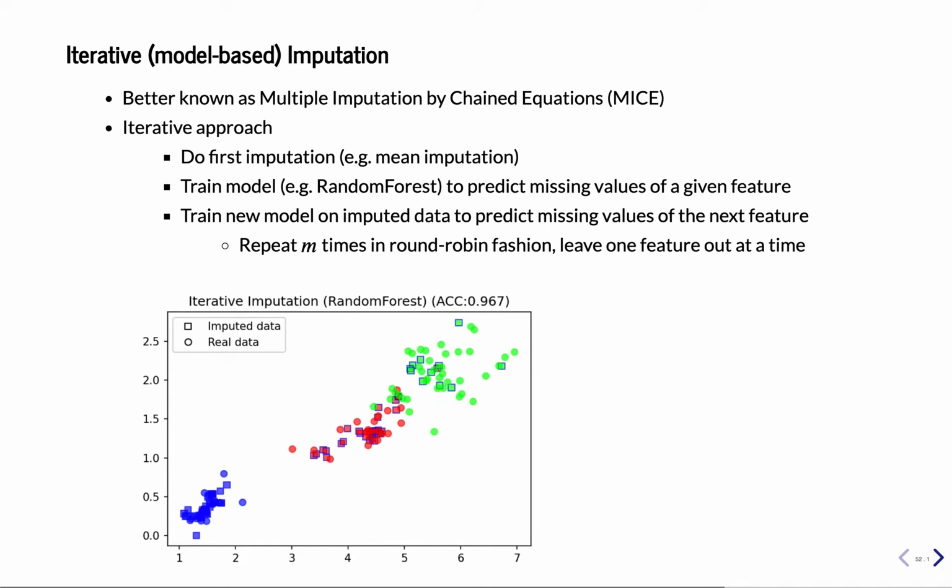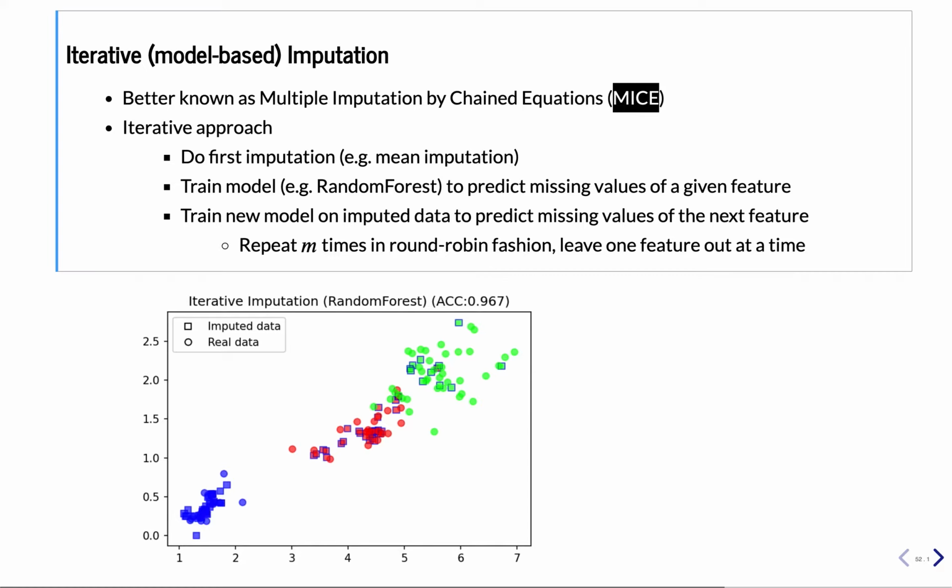The next method is generally better known as MICE. And so MICE stands for Multiple Imputation by Chained Equations. It's quite a mouthful.